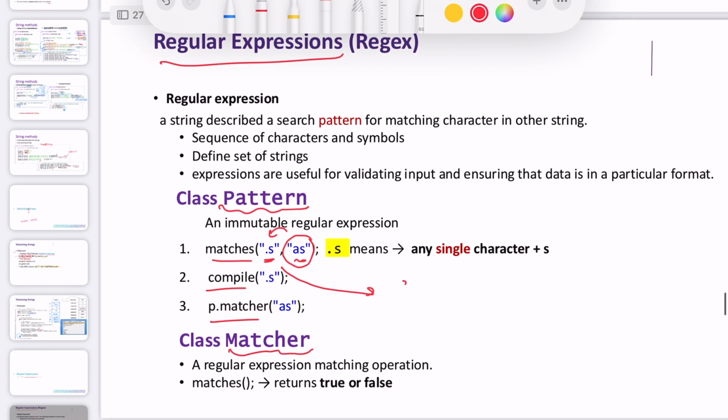The second has to be an S, and the first one, dot, means it can be any character, but it has to be one single character. So since the second letter is S, and we have another one letter only, and this letter is A, it matches the pattern. So this pattern will usually return true. That's the whole idea of regular expression.